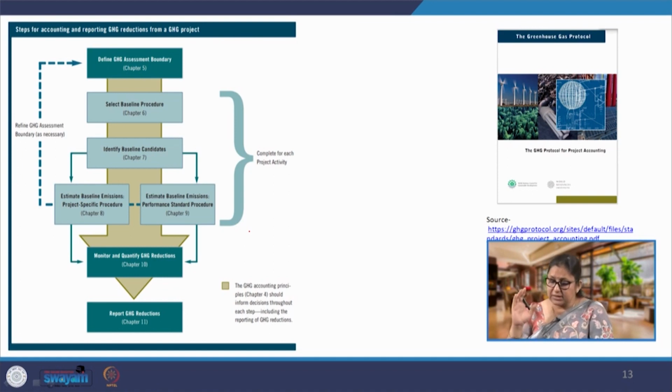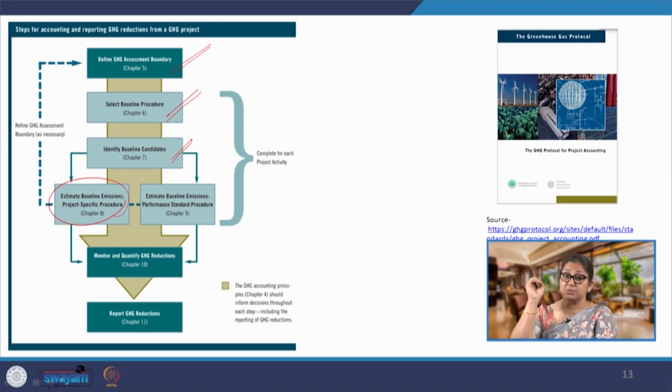If we look at the generic process, the first thing we will do is define the GHG assessment boundary, after we have identified the project and project activities. We select the baseline procedure and identify the baseline candidates as we have just talked about, and we estimate the baseline emissions, which could be by the project specific procedure or the performance standard procedure. Either of the two procedures we will use.